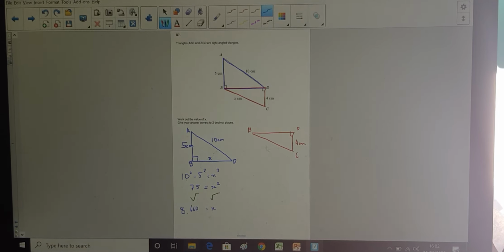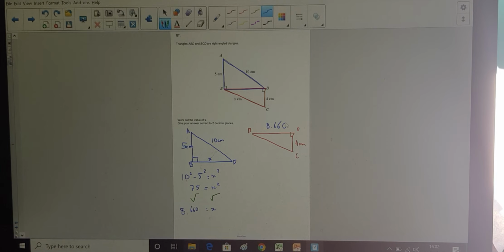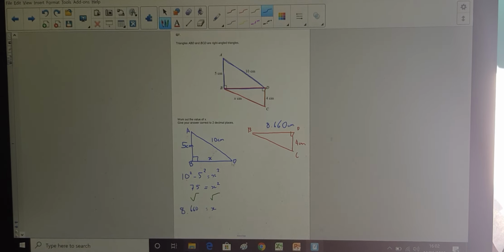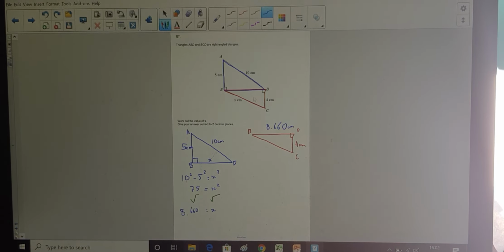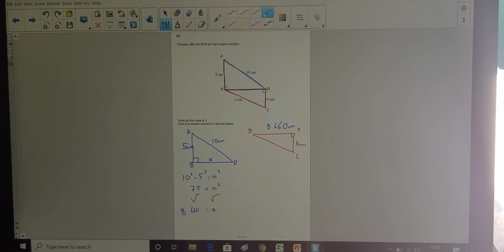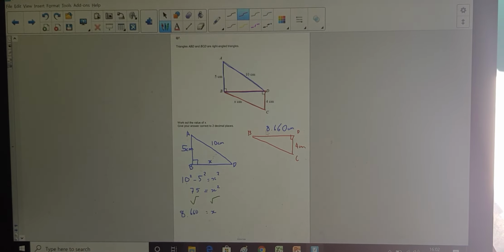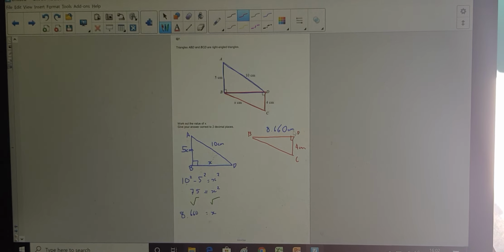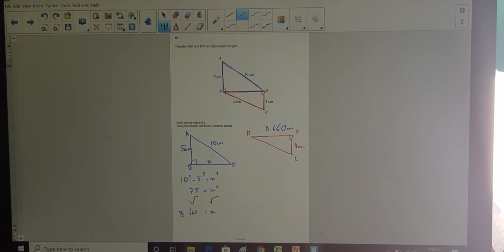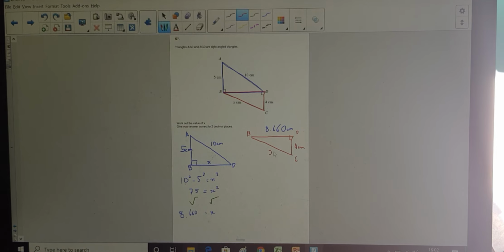Well, that's the same length as this one here, BD, isn't it? 8.660 centimeters. I should have called that something else. I've called that X, and there's another X here. That's poor on my part, so please excuse that. Right, so I know that this length here is 8.660, and if I look at this one here, this is the length that I'm after.